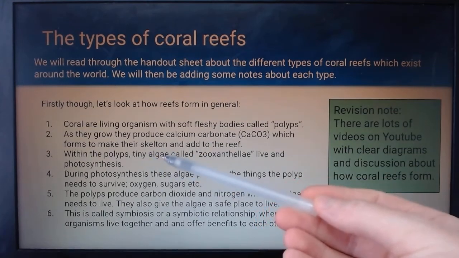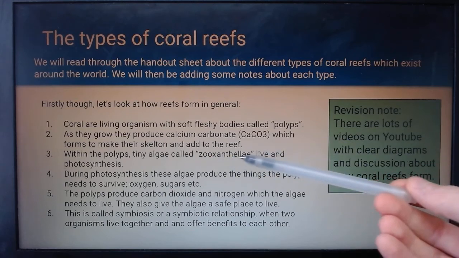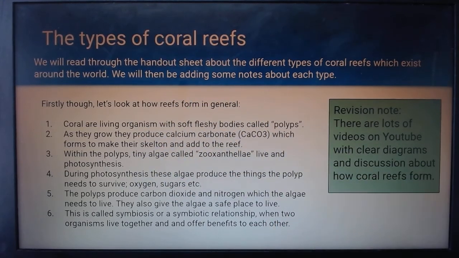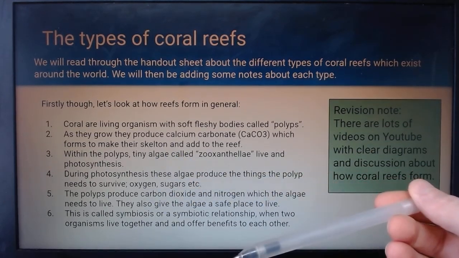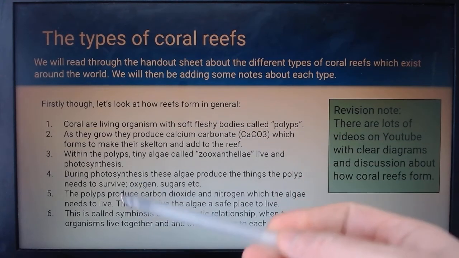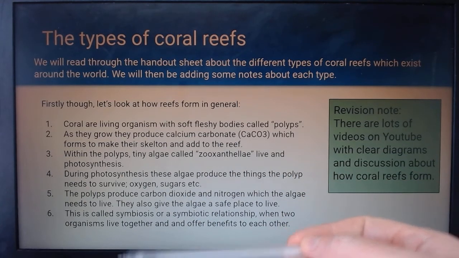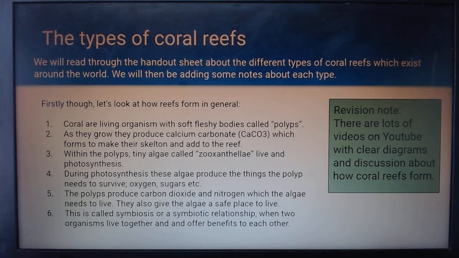Within these polyps, you get tiny algae which live and photosynthesize. Zooxanthellae is how I usually try and say it. These algae photosynthesize and live within the polyps, or around or beside the polyps. During photosynthesis, these algae produce the things the polyp needs: oxygen, sugars, and so on. At the same time, the polyps produce carbon dioxide and nitrogen, which the algae need to live, and they also give the algae a safe place to live. So this is called symbiosis, or a symbiotic relationship, when 2 organisms live together and offer benefits to each other.